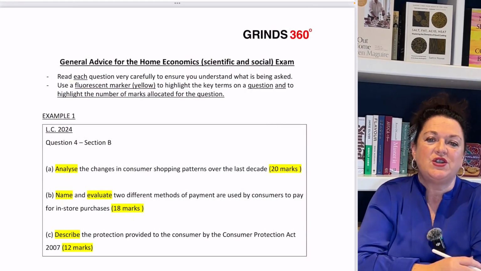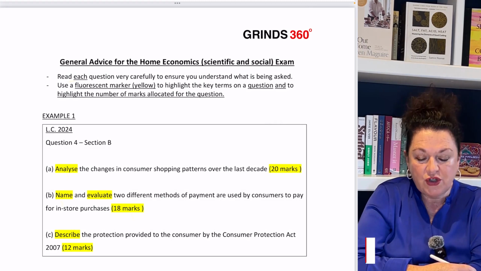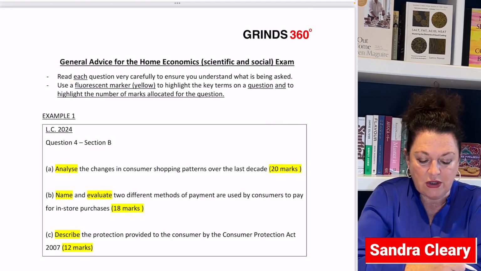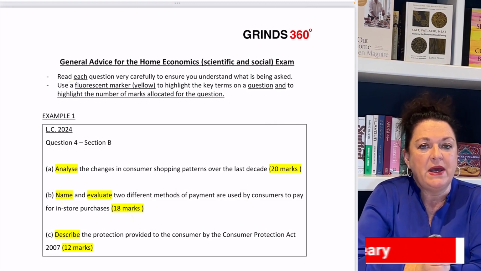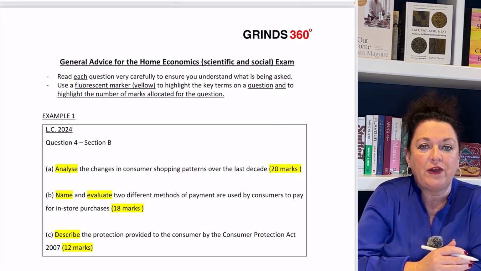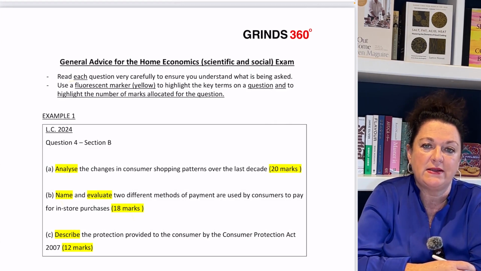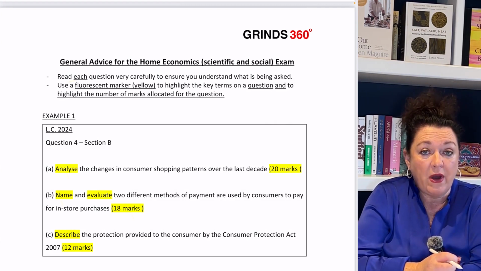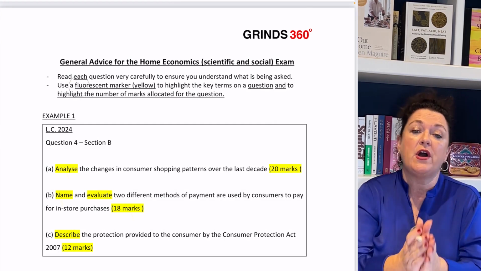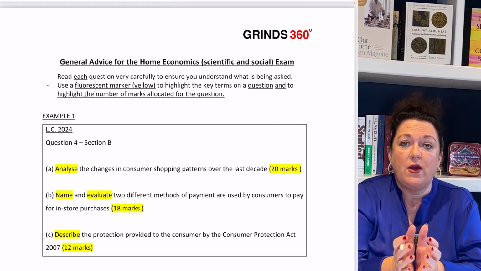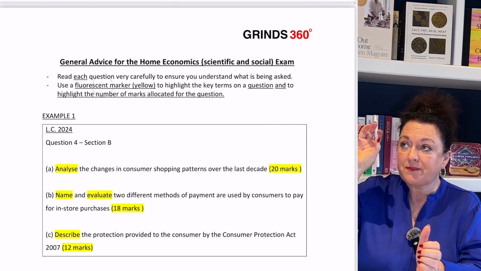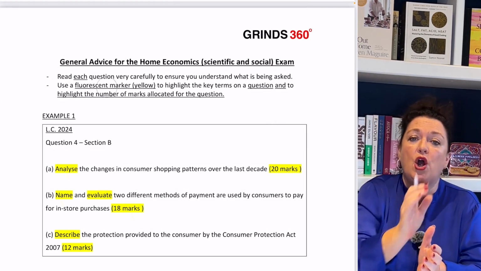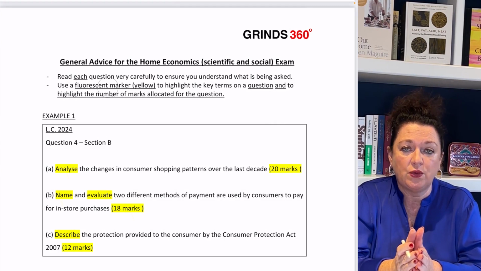Hello, today we're going to look at just general advice when approaching the Home Economics Scientific and Social exam. It's absolutely imperative that you read every question carefully, making sure that you can answer all three parts of your exam question. Now, a reminder to you that we are not going to go into that exam where every question that is asked is answered directly in a home economics textbook or in your home economics notes.